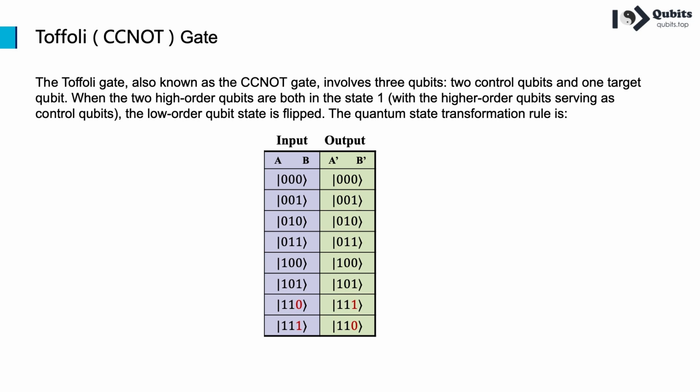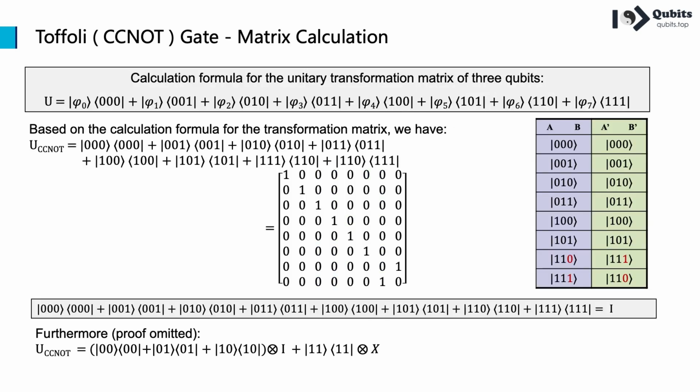The table lists in detail the quantum state transformation rules. According to the calculation formula for the unitary transformation matrix of 3 qubits, as well as the quantum state transformation table, the matrix form of the Toffoli gate can be calculated. Additionally, below is another form of its transformation.